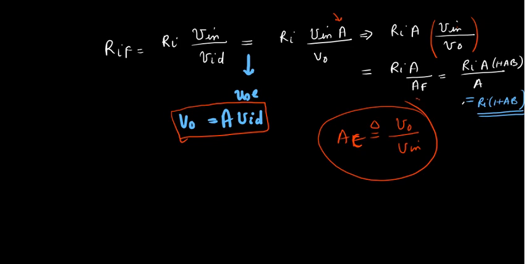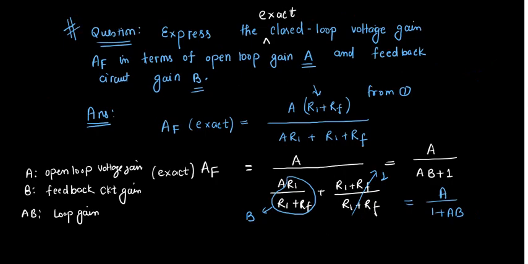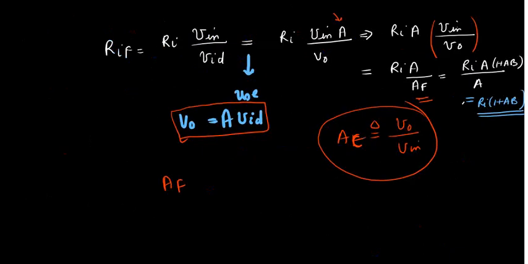So AF, if you remember, what was your AF in terms of A upon 1 plus AB? AF was A upon 1 plus AB. So your input resistance with feedback is Ri times (1 plus AB). Correct? Or this is the voltage gain with feedback.